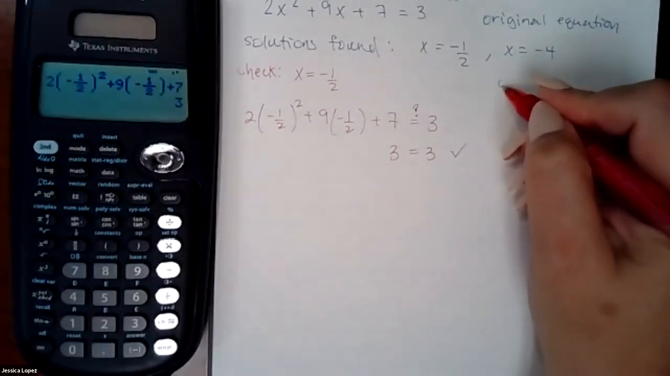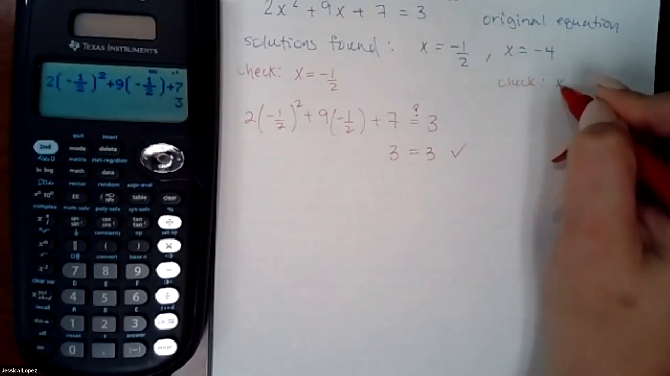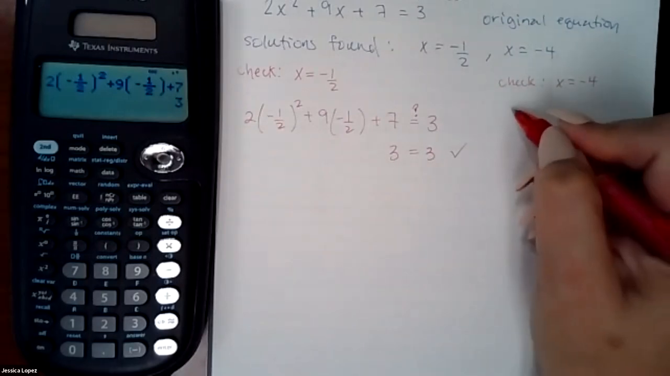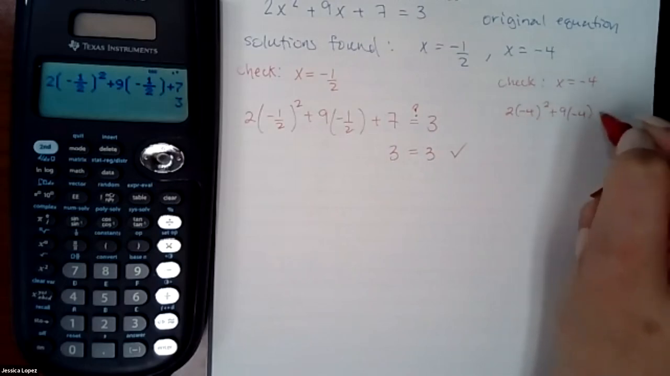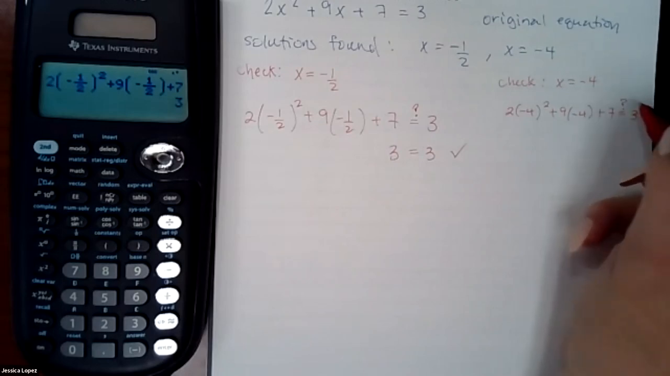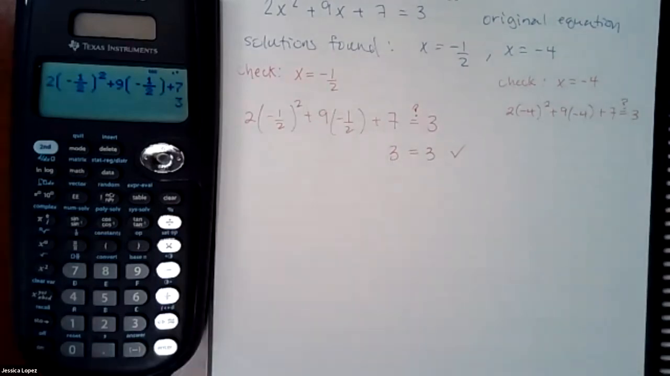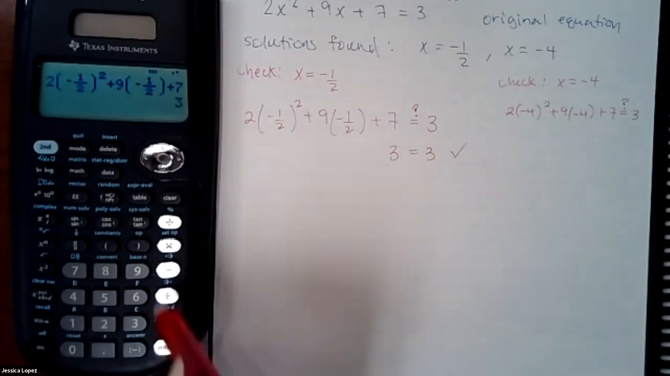Then you also want to check your other solution. So this time you're going to plug in -4 everywhere. Now, I don't typically check my answers just because I'm pretty confident that I've done all my steps correctly. But if you are feeling unconfident, check your answers to make sure that they're good. Okay.